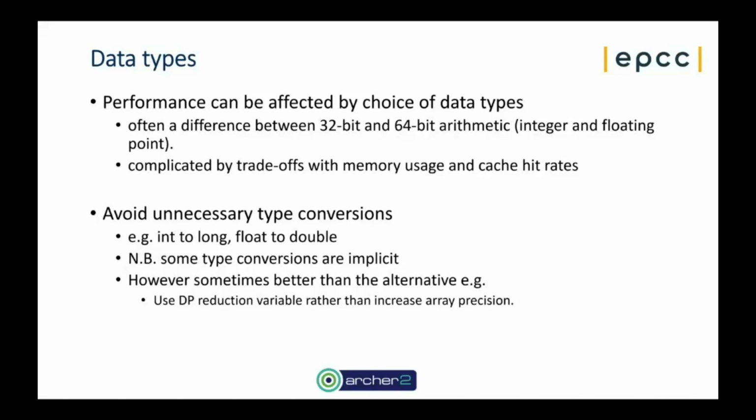Now, of course, if you need 64-bit precision for your application, that's what you need, and there's nothing you can do about that. But if you can get away with using 32-bit or lower precision, then you can get higher performance. And it's also worth avoiding things like converting between data types in the code. So converting from an int to a long, or a long to an int, or a float to a double can be expensive operations to do as well.